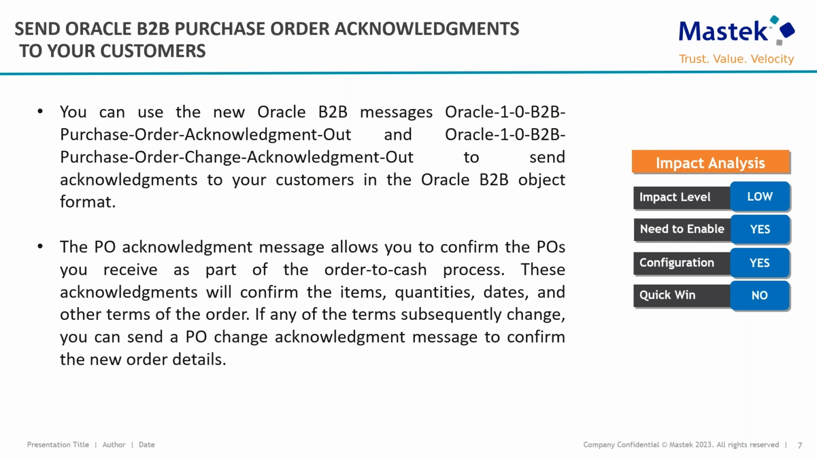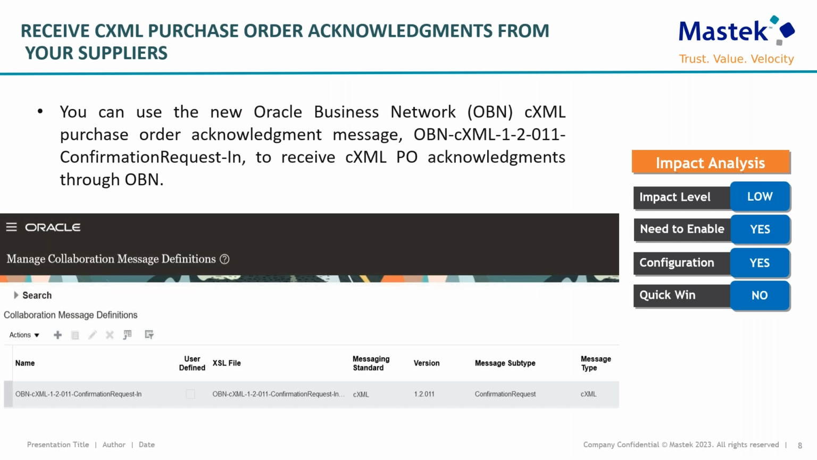With this, we have to follow two steps here. One will be to activate the message definition as an inbound message on the OBN service provider, and the other will be to associate your supplier with a trading partner and select the purchase order acknowledgement document. We consider this as a low impact, but we have to do the configuration for this. Moving to the next one, that is simplify supplier side B2B setup.